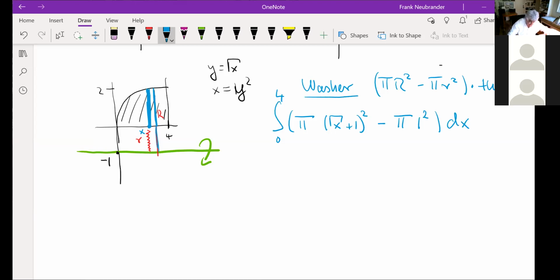Okay, and now we do the same thing again, but we do not take vertical slices, now we take a horizontal slice. Horizontal means everything is in y. So if we fix here a y between 0 and 2, then the x value that belongs to this y is y squared.